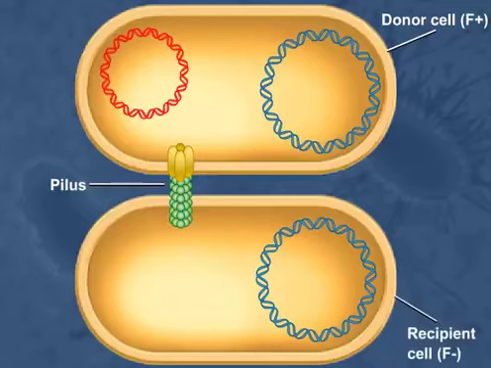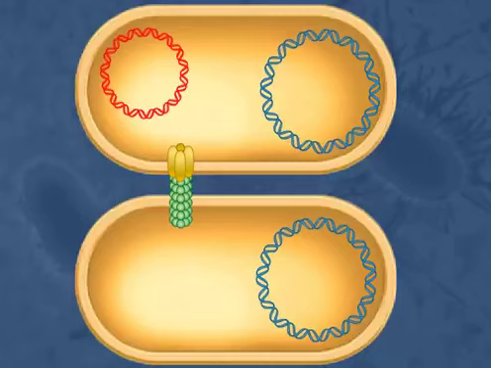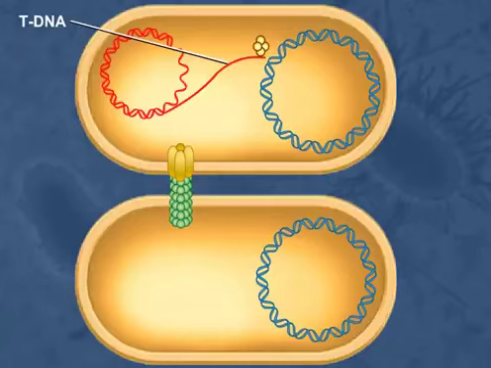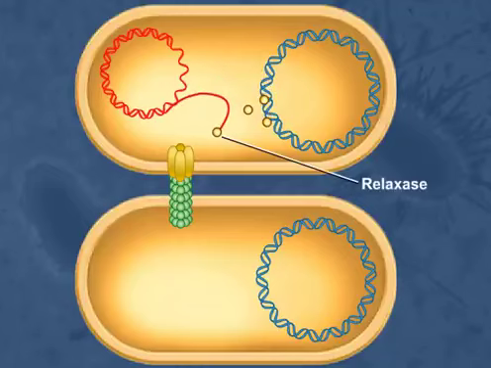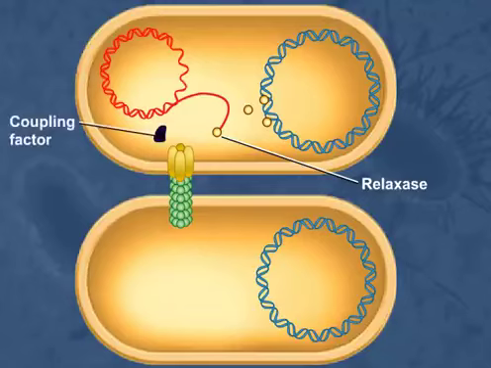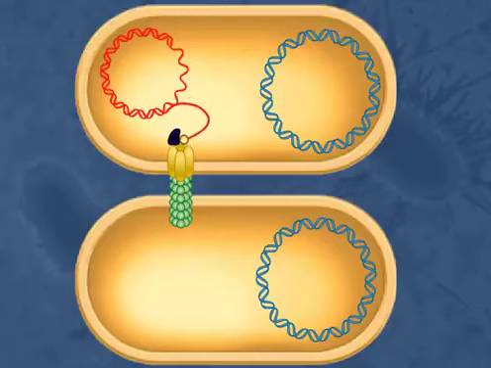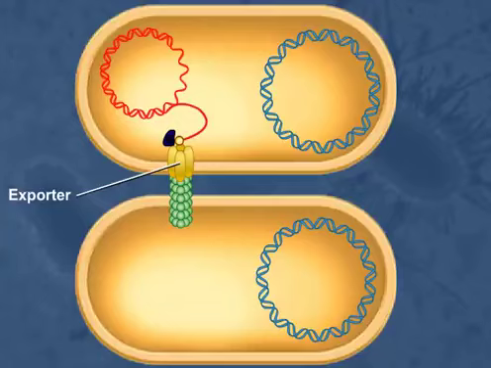To begin conjugation, the F factor is cut at a specific region called the origin of transfer by a protein assembly called the relaxosome, which associates with the strand to be transferred, or the tDNA strand. Accessory proteins of the relaxosome are released, but a portion of the relaxosome called the relaxase remains attached to the tDNA. This tDNA relaxase complex is recognized by a coupling factor and transferred to the exporter, a complex in the F+ cell that is contiguous with the pilus.